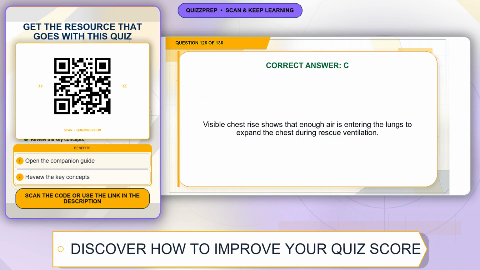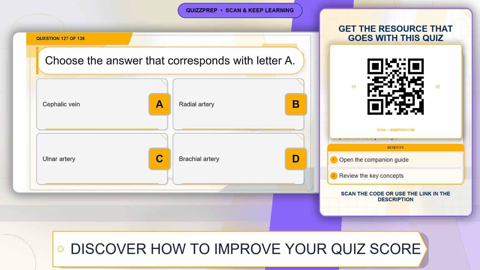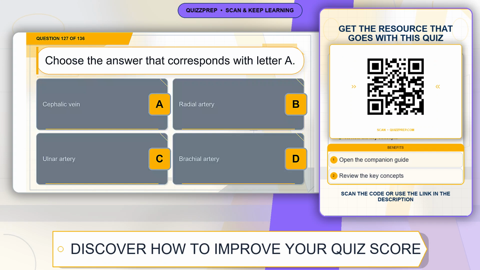Explanation. Visible chest rise shows that enough air is entering the lungs to expand the chest during rescue ventilation. Question 127. Choose the answer that corresponds with letter A. Option A, cephalic vein. Option B, radial artery. Option C, ulnar artery. Option D, brachial artery. The correct answer is now shown.